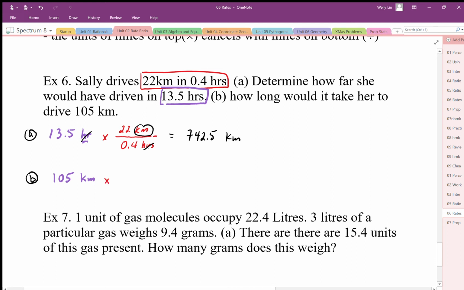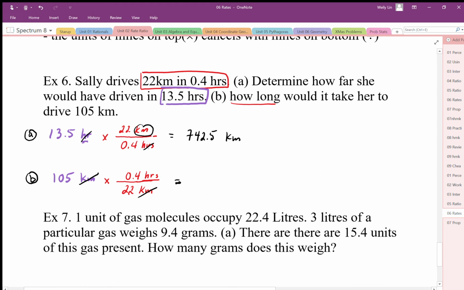Now we want to get rid of the kilometers and end up with hours, okay, because we want to know how long. So to do that then, to cancel out the kilometers, we're going to put the kilometers on bottom this time, and hours on top. And you can see then that when we do this, the kilometers units cancel out. We're left with the hours units. Okay, and it's just times on top, divide on bottom.